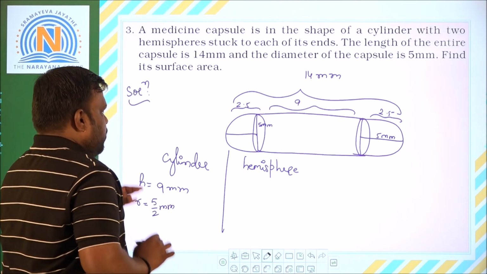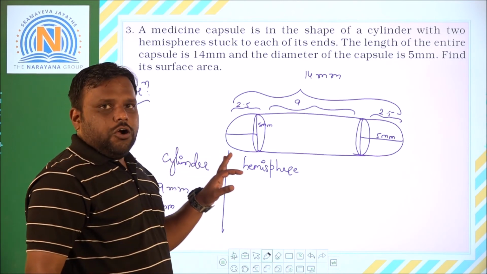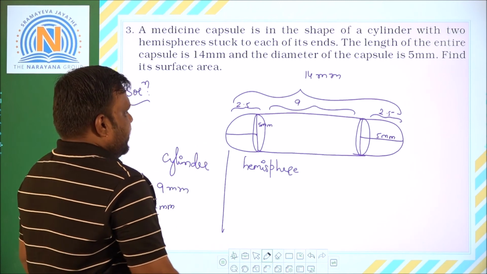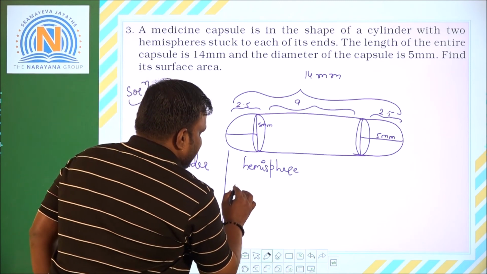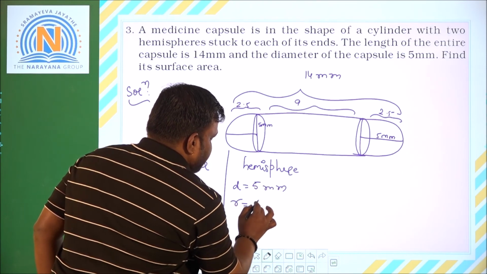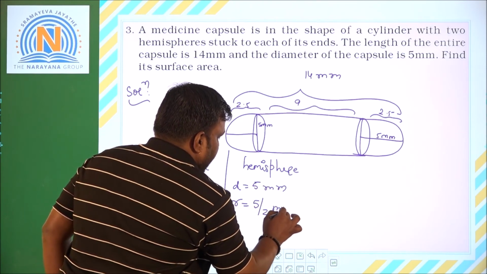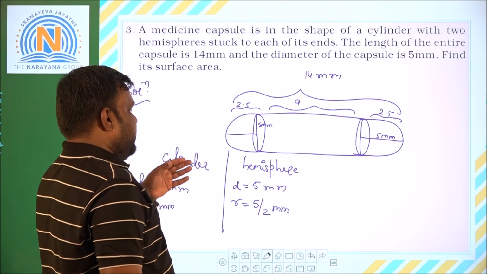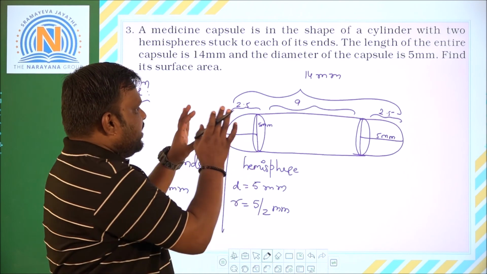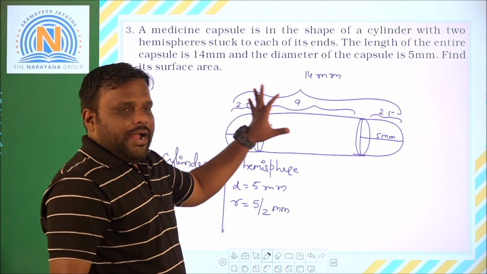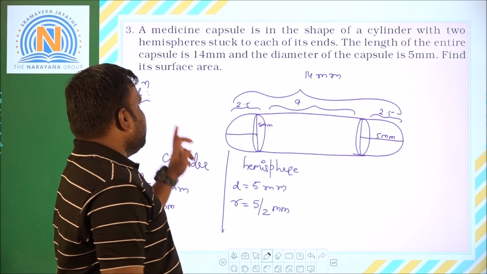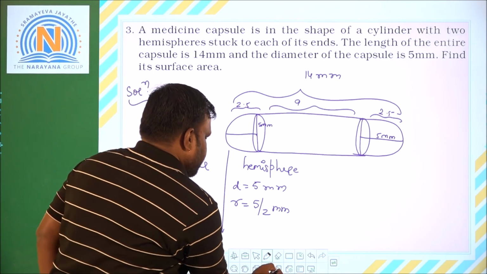Now CSA of cylinder can be found with the help of 2 pi r h. We have the parameters with us. Similarly, for the case of hemisphere, diameter is 5 mm, then obviously r is equal to 5 by 2 mm. With the help of this, CSA of the hemisphere can also be found since we have the r value. So we will take the CSA of cylinder and the CSA of hemispheres and add them. That will give you the surface area of this complete capsule.